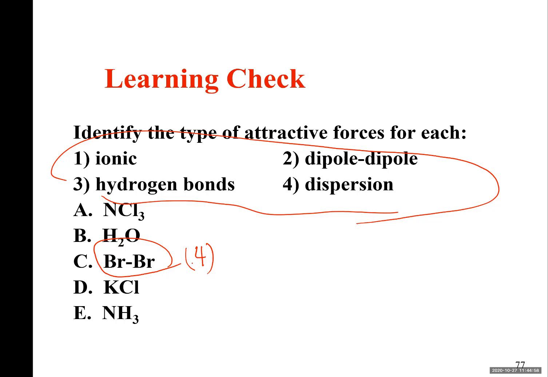If I look at D, KCl, is it ionic or covalent? How do we tell for that one? Metal and non-metal. Potassium is a metal. Metal and non-metal usually make an ionic compound. It is ionic, so it must be ionic forces, right?